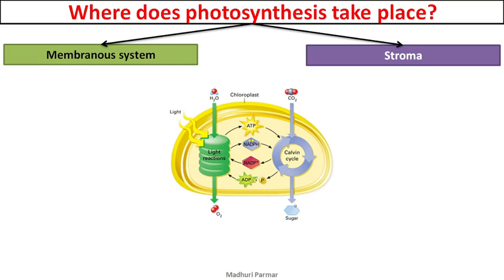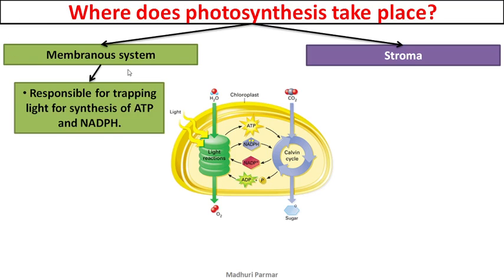So in today's lecture, we will be seeing mostly about the light reactions. Let us see what these light reactions are. Before that, what part of photosynthesis takes place in the membranous system? So this membranous system is responsible for trapping light. It is the portion of the chloroplast which will trap light for synthesizing ATP and NADPH, sorry. So ATP and NADPH can only be formed if you can trap some light, convert it into chemical energy, right? So this happens with the help of chlorophyll.